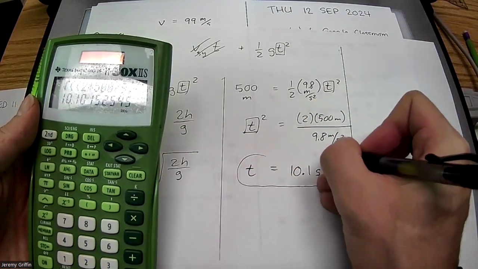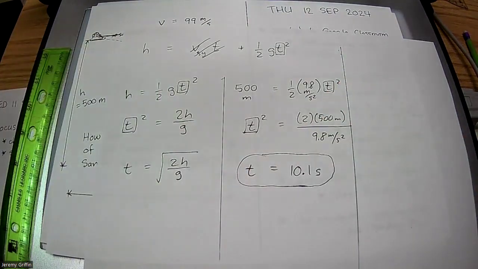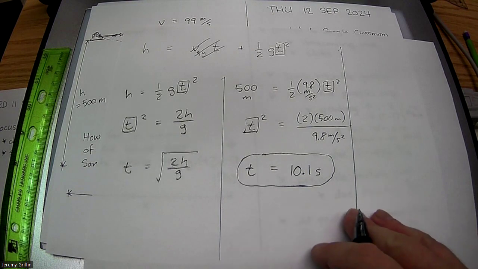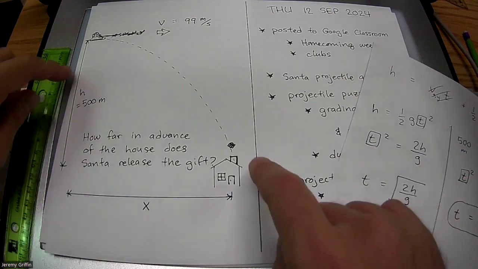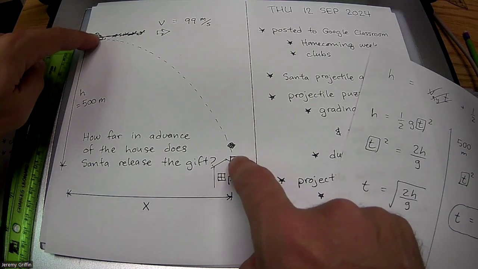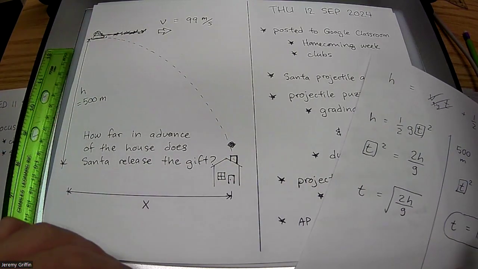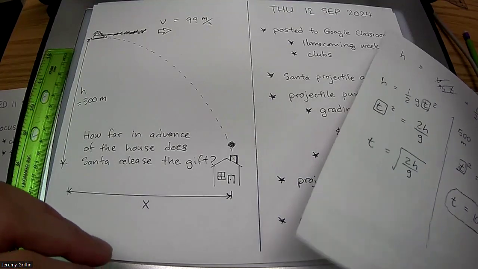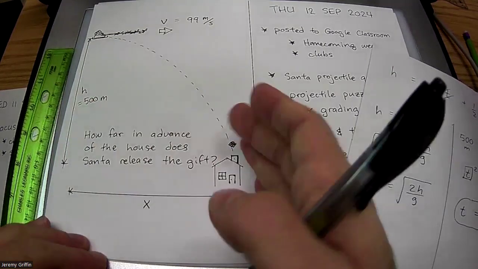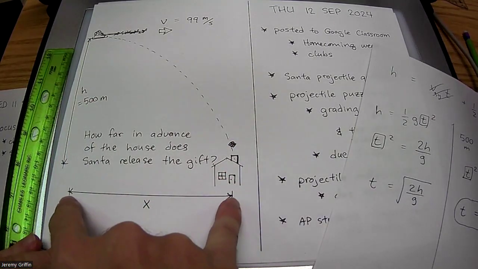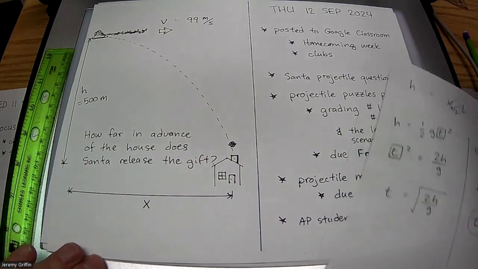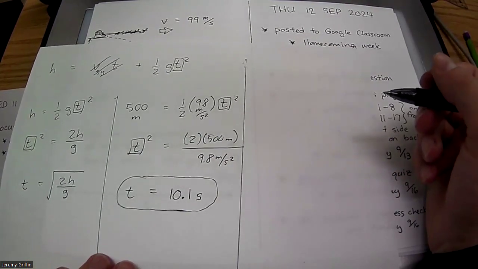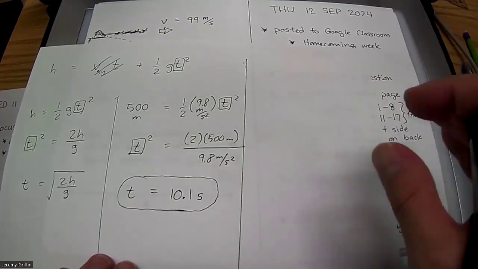Now that's not the final answer, but that's a really important middle step. We cleared all the vertical information and figured out how much time. So we know that getting the gift from here to here is going to take about 10.1 seconds. Right, now what? Switch over to horizontal. We're going to do a horizontal analysis. It is a horizontal type question: how far in advance of the house?